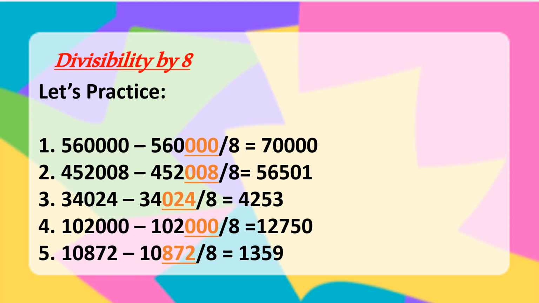Number 5, 10,872. The last 3 digits are 8, 7, and 2. And that will give you 1,359.